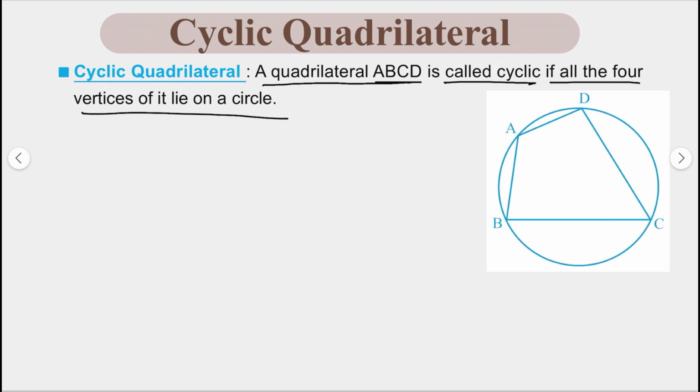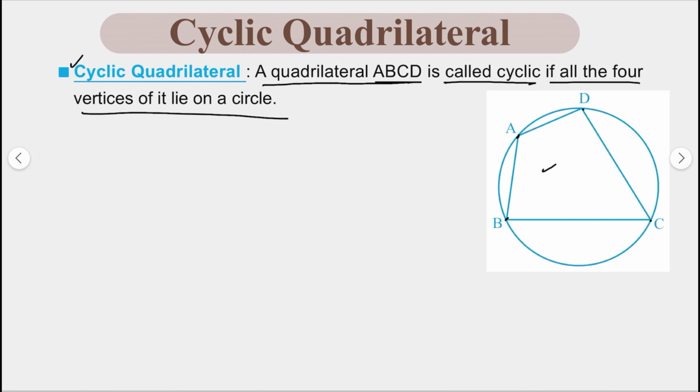Okay, that means these points A, B, C and D, since all these 4 points are part of the circle, that means they are lying on the circle. This means this ABCD is a cyclic quadrilateral. This is the definition of the cyclic quadrilateral. That is, a quadrilateral ABCD is called cyclic if all the 4 vertices of it lie on the circle.